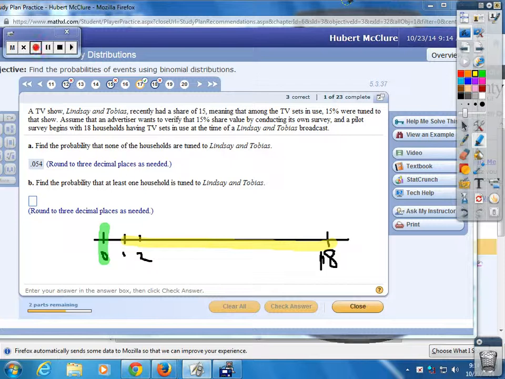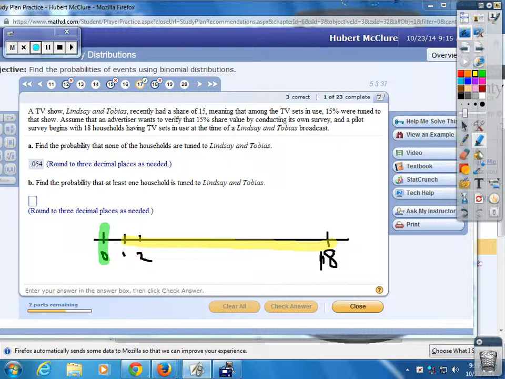Now, if we know the probability of all of them is 1, and we know the probability of this one is 0.054, then what do I need to do? This to this is 1. In other words, the probability of 1.00. We have found the probability of 0 is 0.054. So if I wanted to find the rest of them, I subtract 0.054 from 1, which is 0.946.